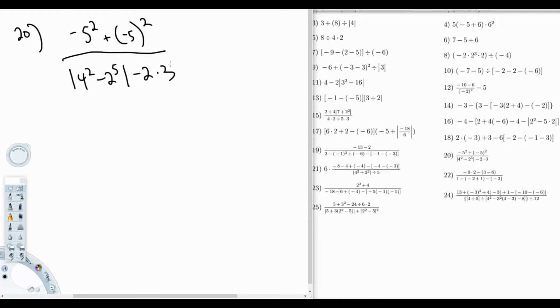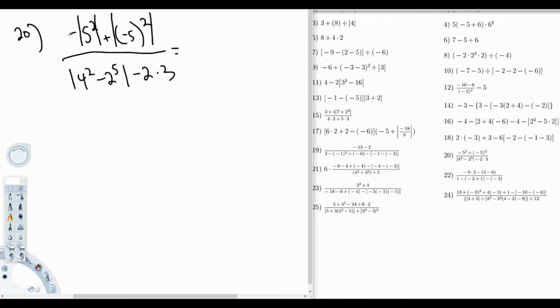Okay. The killer line is here on the top. Actually, both lines are killer, but this one is especially killer. What's the difference between minus 5 squared and brackets minus 5 brackets squared? Here, you're squaring this. Here, you're squaring this. When there are no brackets, the square applies to the number. When there are brackets, the square applies to everything.